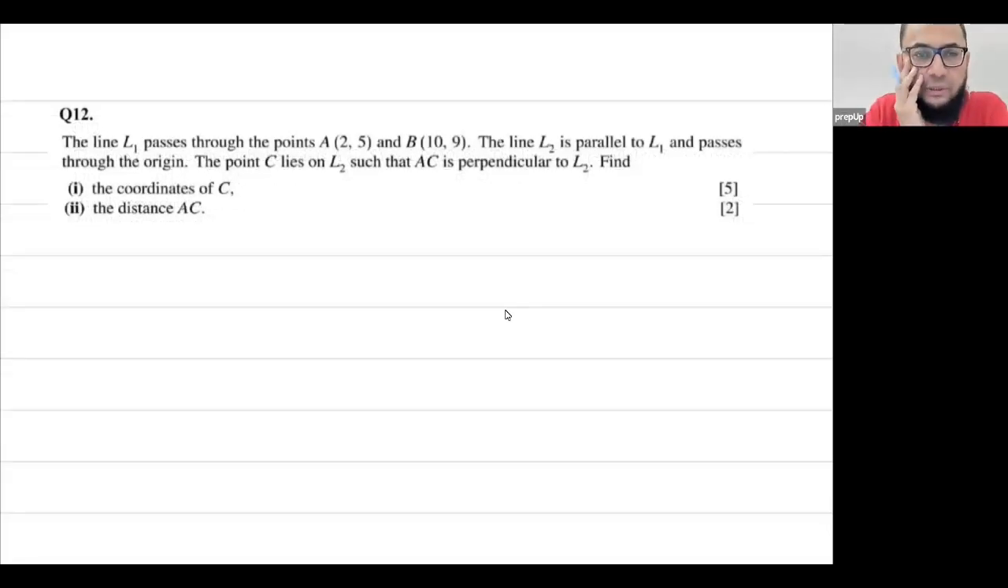Let's look at this question. The question says the line L1 passes through the points A and B. Then there is line L2, it's parallel to L1 and it passes through the origin. So that is the basic idea given so far. And then there is a point C. It lies on L2 such that AC is perpendicular to L2. So we are talking about 3 lines over here.